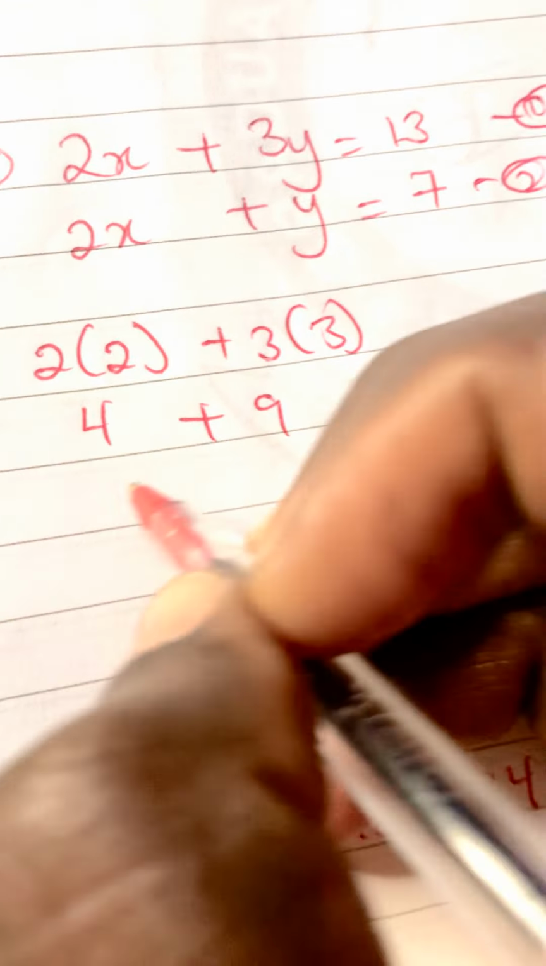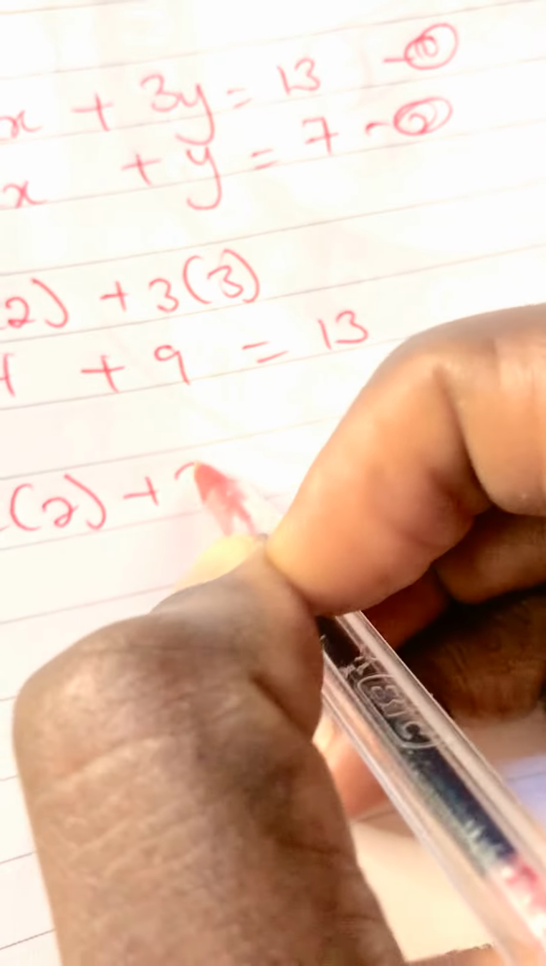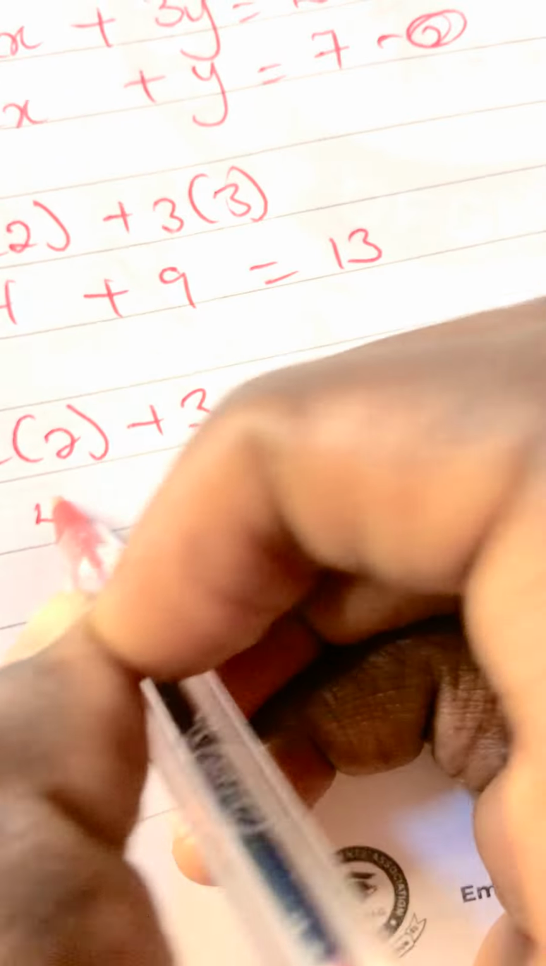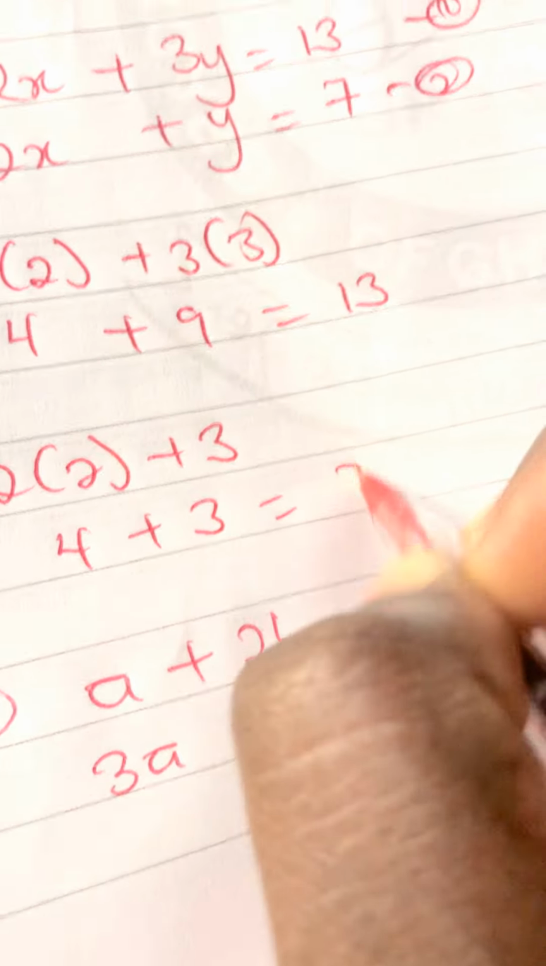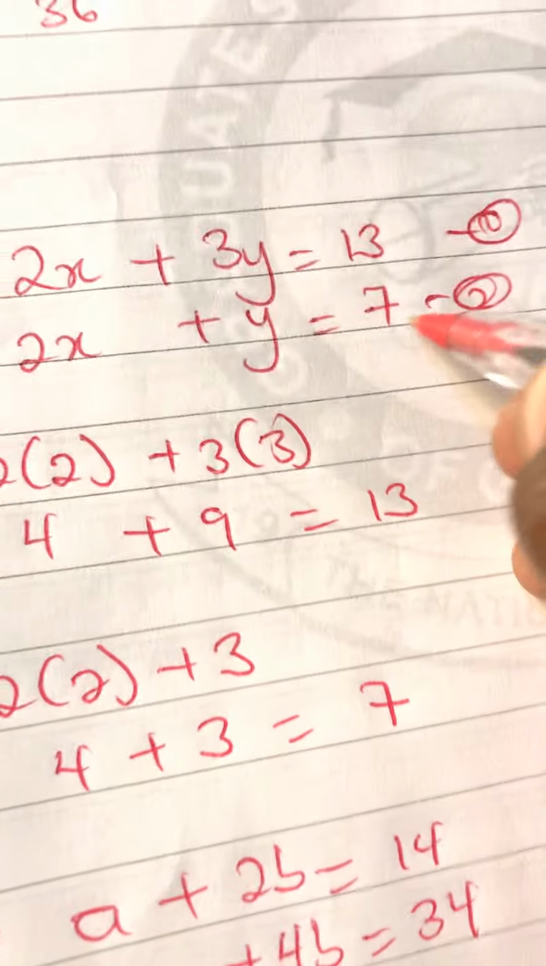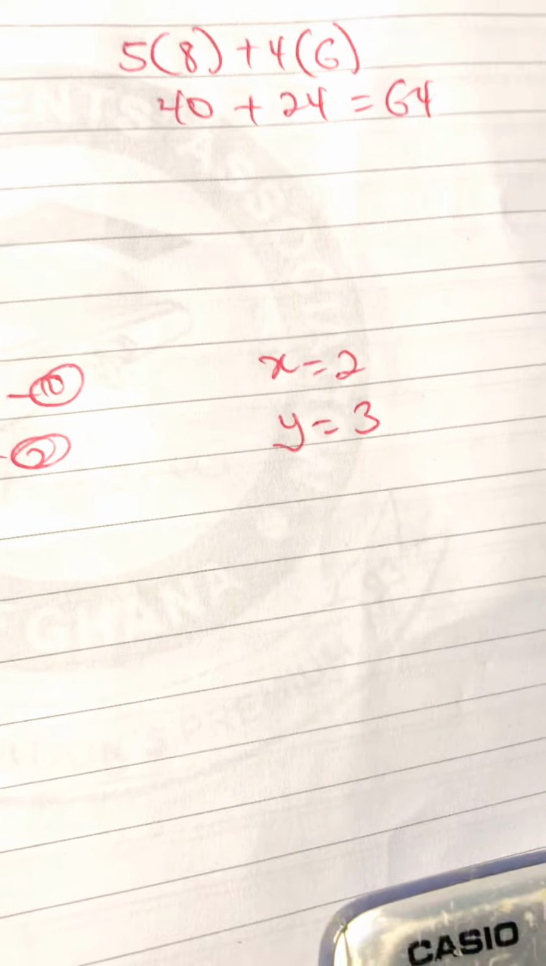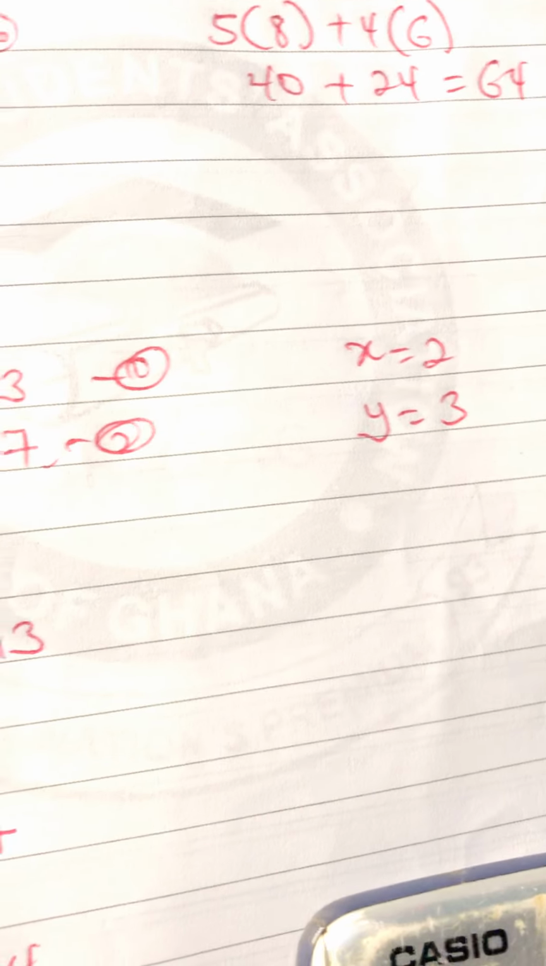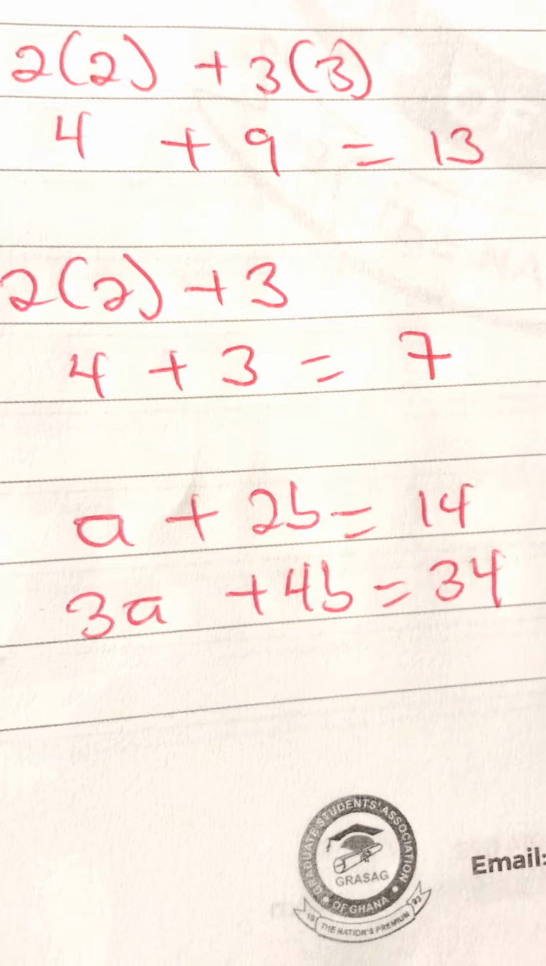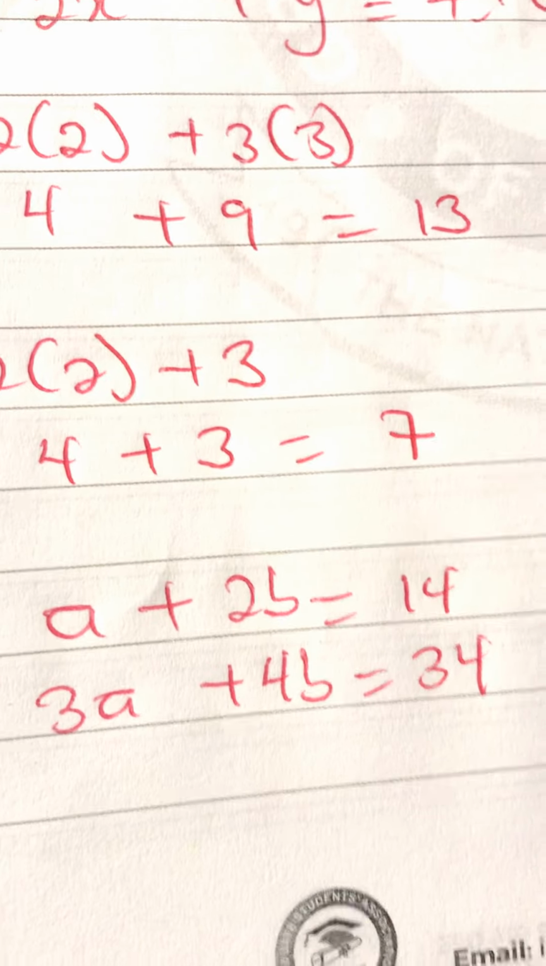We can prove for the second one as well. So you are getting 2 brackets, 2 plus 3. That is giving us 4 plus 3. That is what? 7. Perfect. We have 7 here. It means we are correct for the values for x and y. Okay, I'll take you to the last one, and I'll leave you to do the rest.